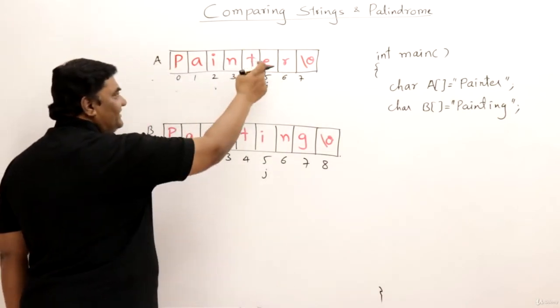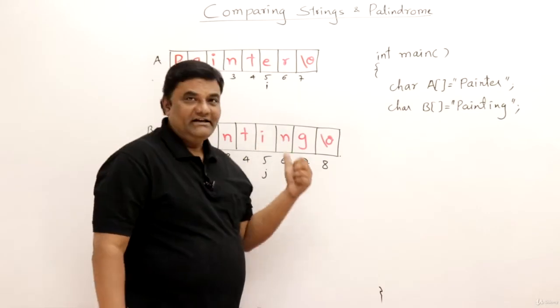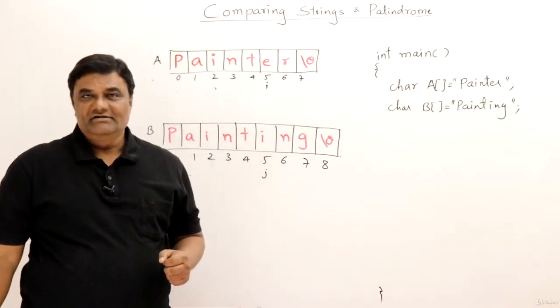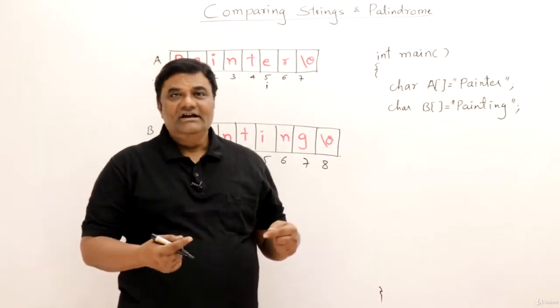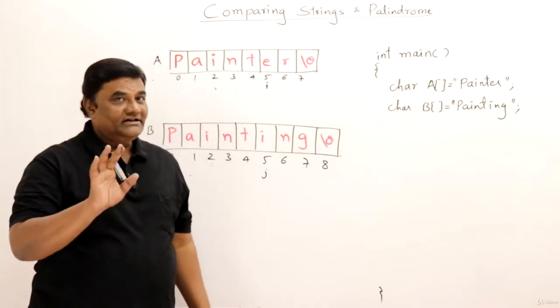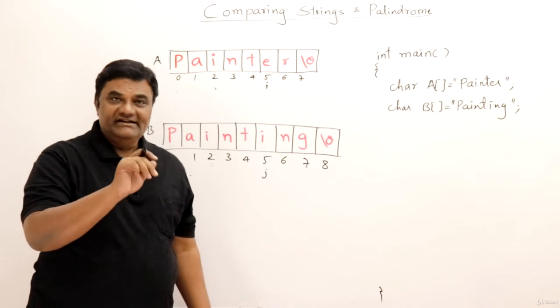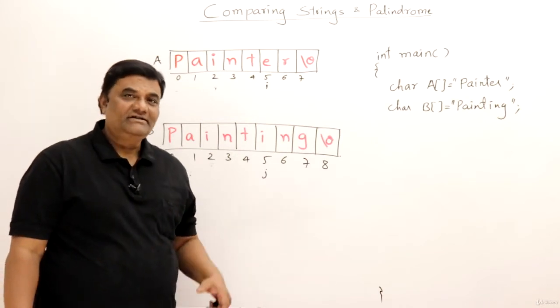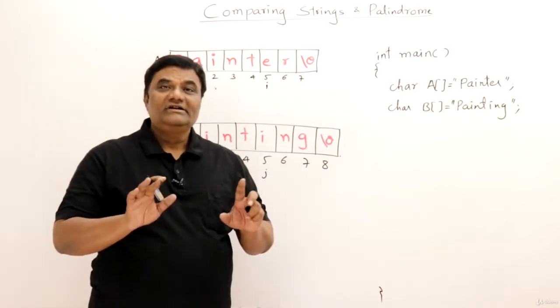Then I moves here and J moves here. Here if you see, it is E, but it is I. So they are not matching, so no need to continue further. If any one alphabet at corresponding locations is not matching, then the two strings are not same. Then the answer is they are not equal.